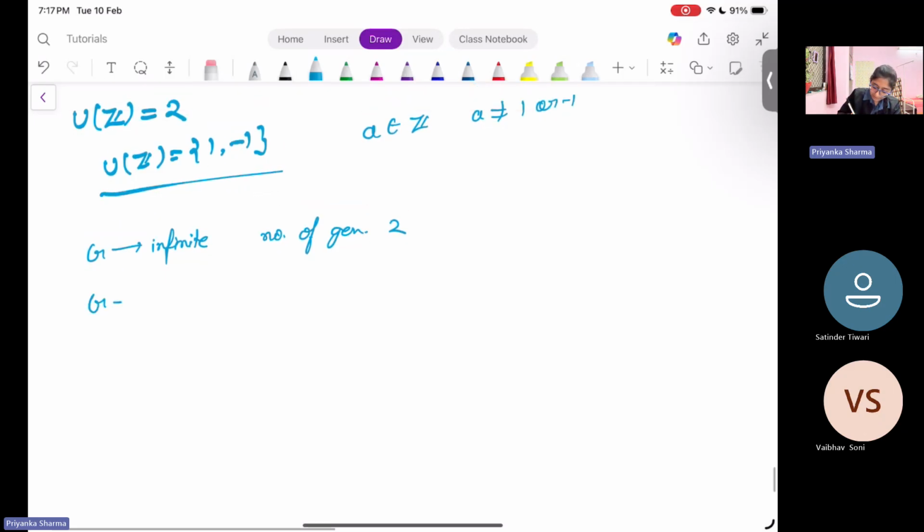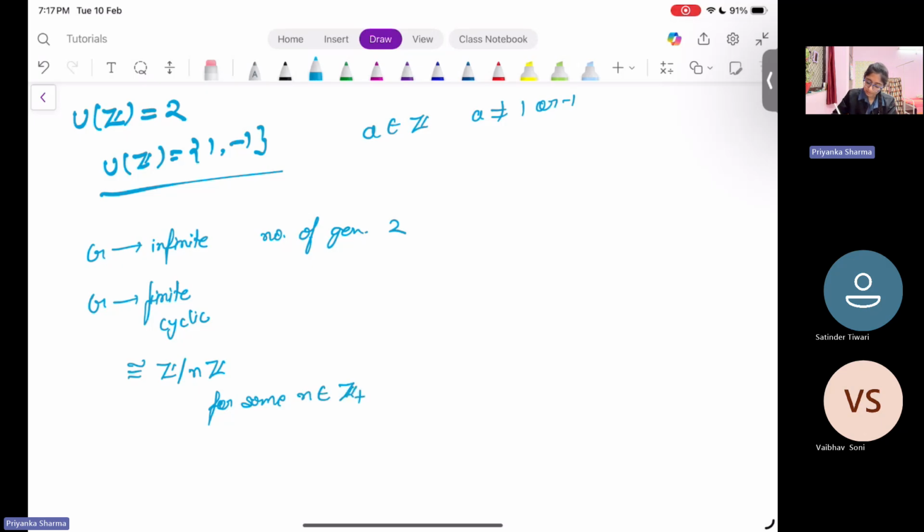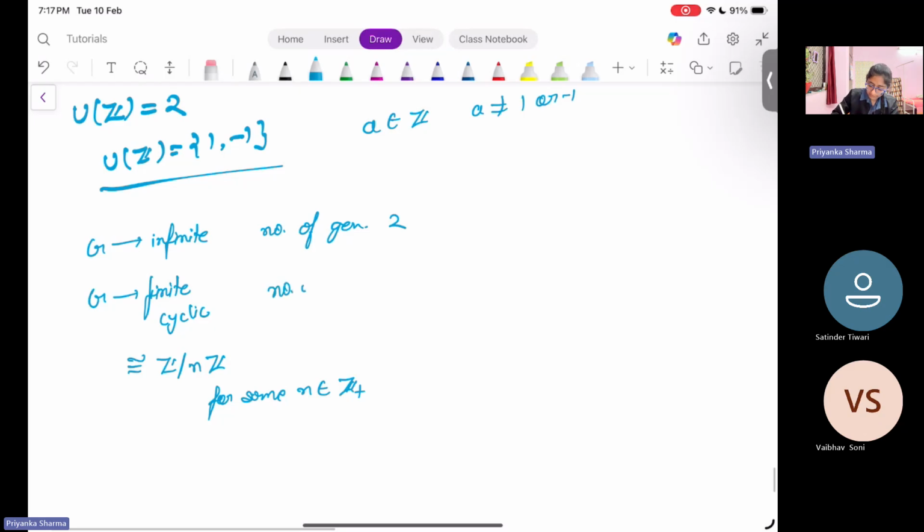Okay. And if G is a finite cyclic group, then this G will be isomorphic to some Z over nZ for some n belonging to Z plus. Okay. So the number of generators will be phi of n. A finite cyclic group will be isomorphic to Z over nZ, and the number of generators will be phi of that n. Simple.